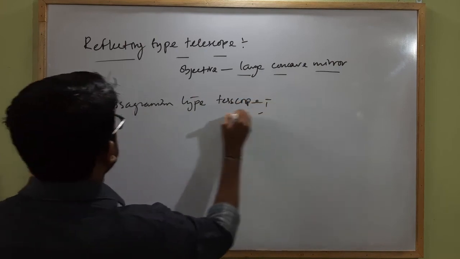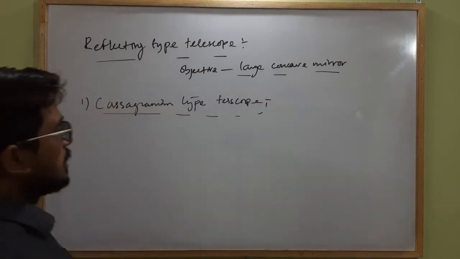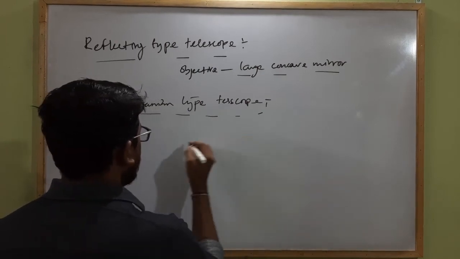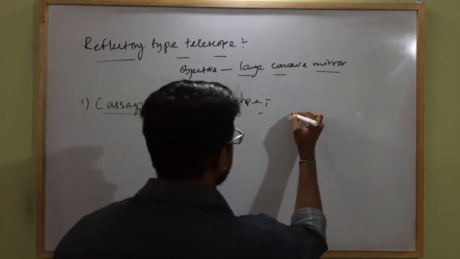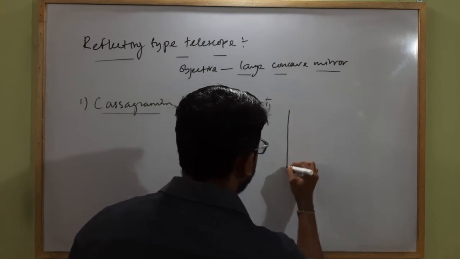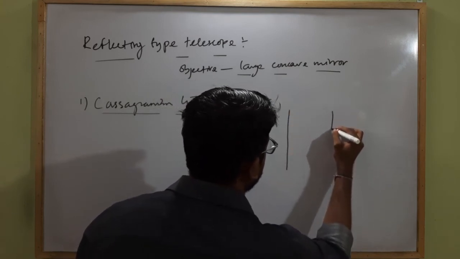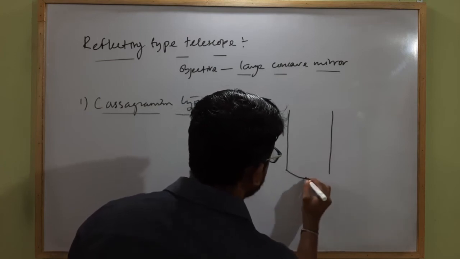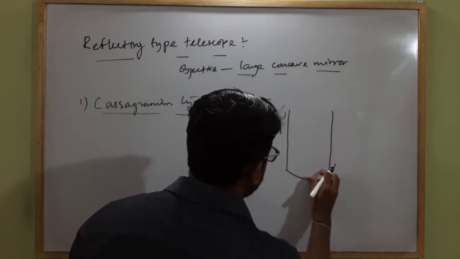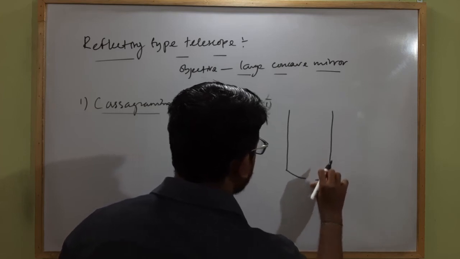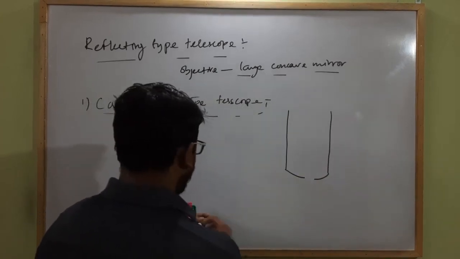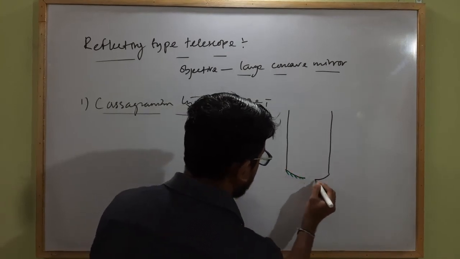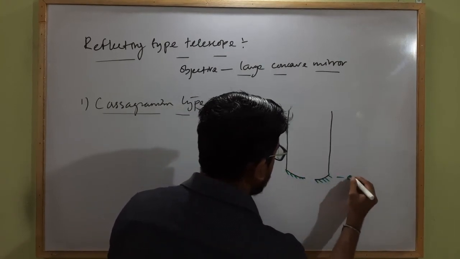So what is a Cassegrain type telescope? In a Cassegrain type telescope, there is a large tube like this. One end of the tube is attached with a very large concave mirror, and a small part of the concave mirror is removed, so that a small hole is created in the concave mirror. This is the concave mirror. This is known as the objective.